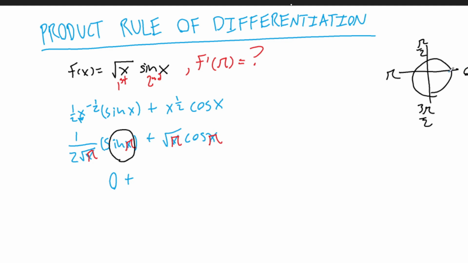Wait, okay, I accidentally said sine 2 pi, I meant sine pi. Sine pi is still 0 though. So cosine of pi, so the x value at pi is -1. So we're going to have -1 times root pi. So 0 plus negative root pi is just equal to negative root pi. That is our final answer.